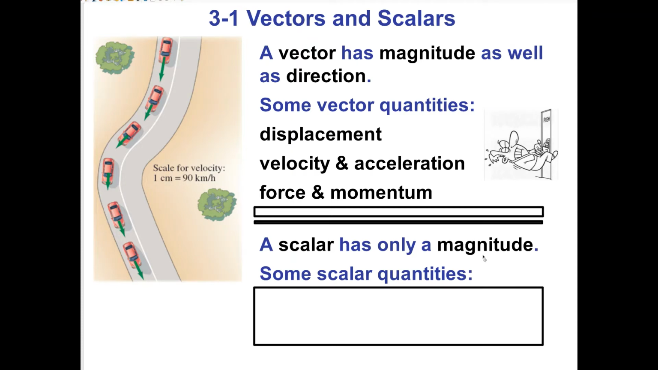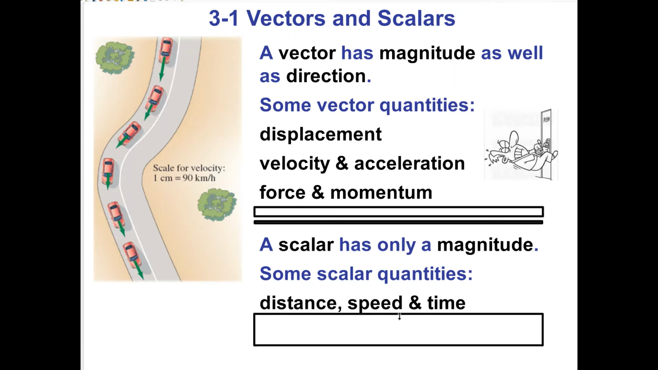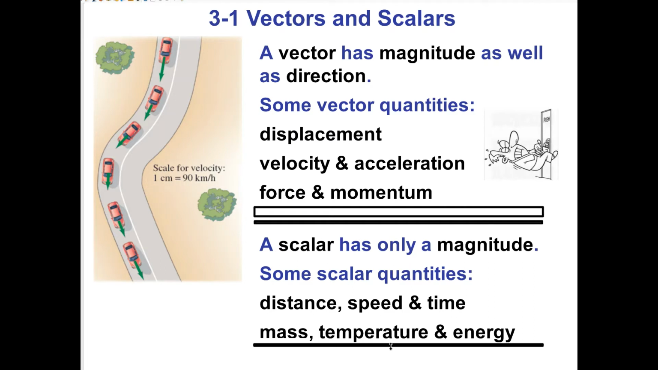Now, scalars, in contrast, have only a magnitude associated with them. They're quite a bit easier to work with. Some examples from Chapter 2 that we talked about: distance, speed, and time. And of course, other things that we could look at: mass, temperature, and energy. The list is quite extensive. This is by no means a complete list. But scalars have only a magnitude, no direction.